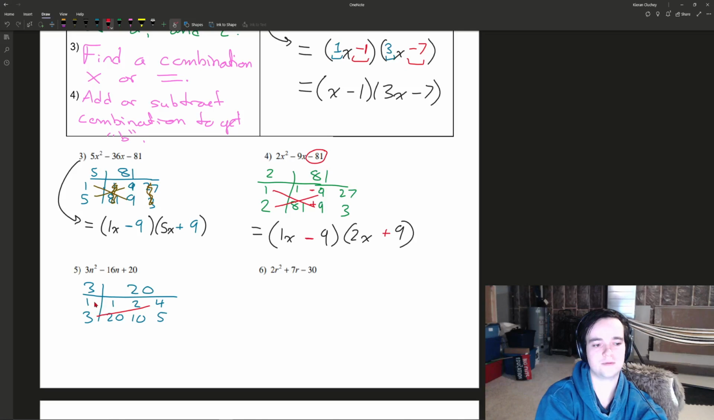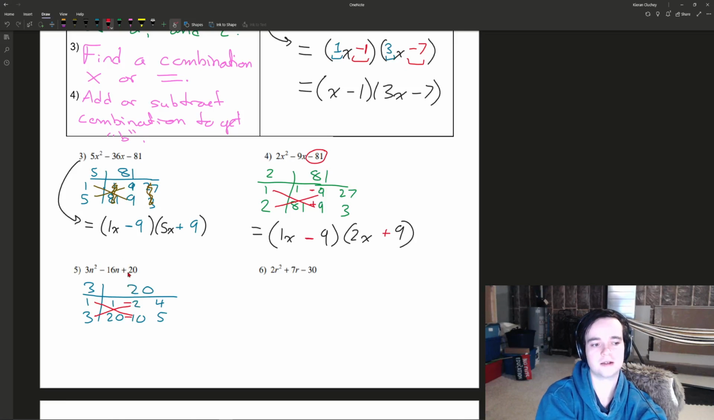3 and 4 is 12, and 1 and 5 is 15, so that's close at 17, but not 16, and subtracting isn't going to work either. So basically you're just playing around, right? You're playing around until you find 3 times 2 is 6, 1 times 10 is 10, and that will get us to 16.